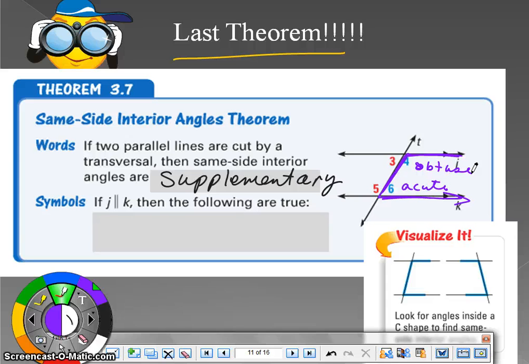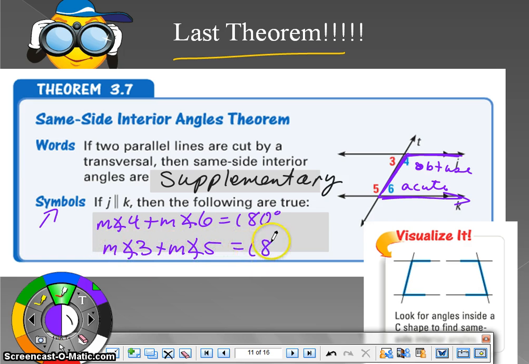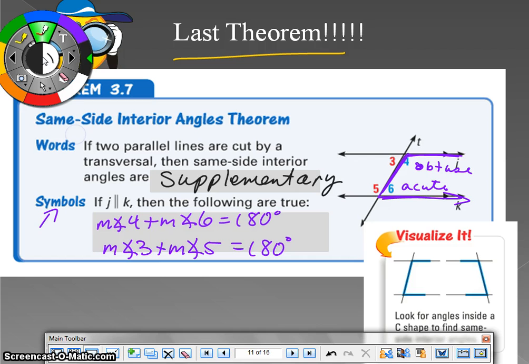So if J is parallel to K, I'm looking at the symbols, then the following are true. So we would say the measure of angle 4 plus the measure of angle 6 equals 180. And the measure of angle 3 plus the measure of angle 5 equals 180. Okay, and then in short form, you could say if parallel lines, therefore same side interior angles, sup for supplementary.